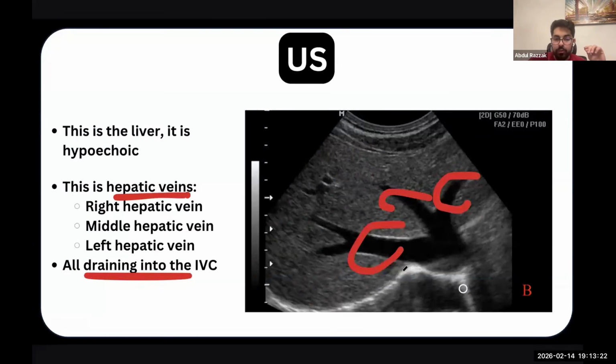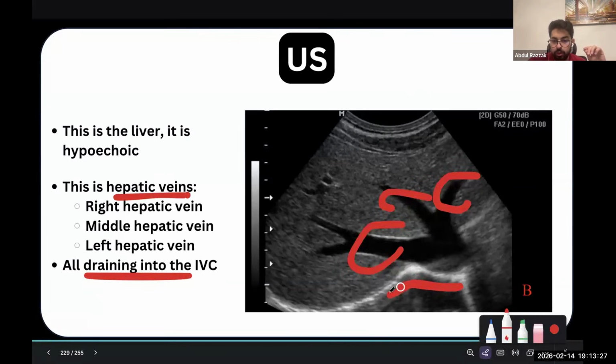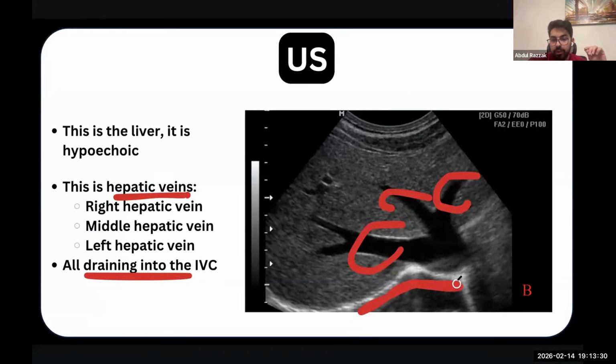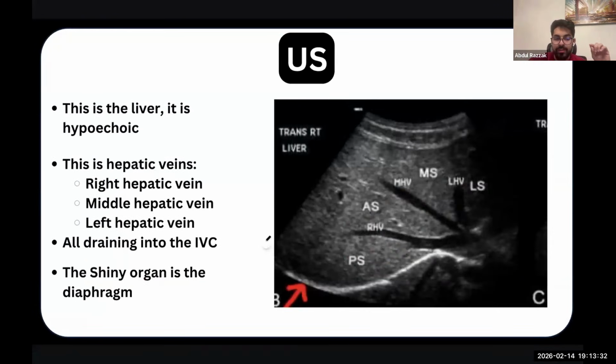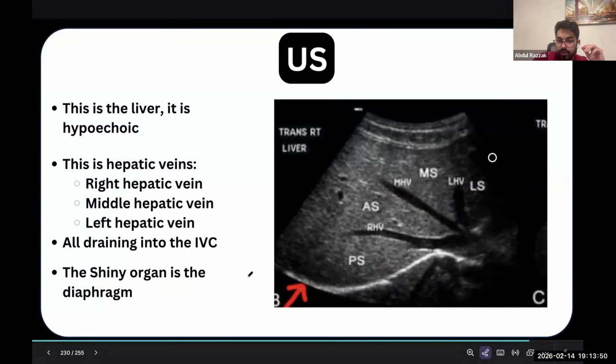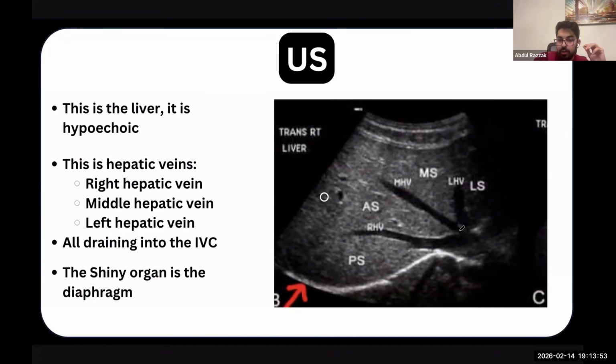What is this bright structure below or above the liver? This one is the diaphragm. Why is it very bright? It's because it has air above it, which is the lungs. Plus, it is very dense. Because it's very dense, it's gonna appear similar to bone. So it's gonna be very, very shiny on your ultrasound. If you see this shiny structure, this is the diaphragm, and this big hypoechoic structure, this is the liver. And you can identify the three branches of the hepatic veins: right, middle, and left.